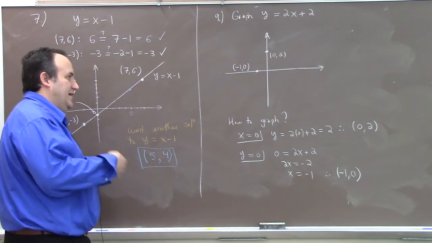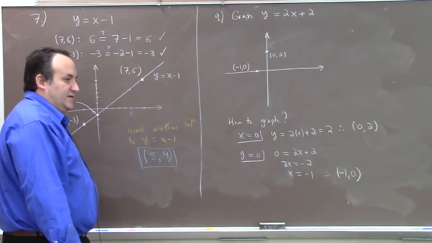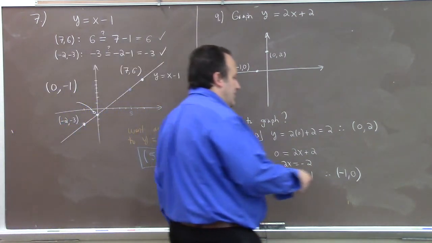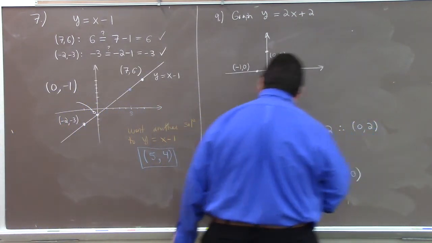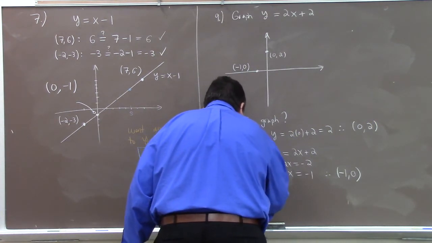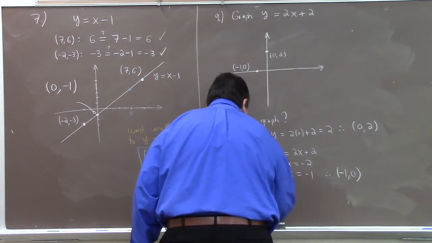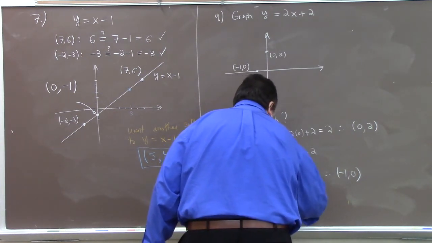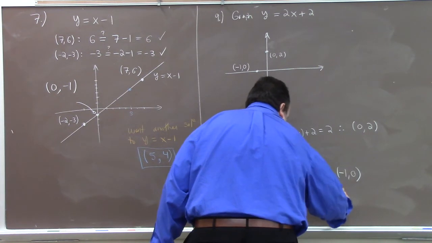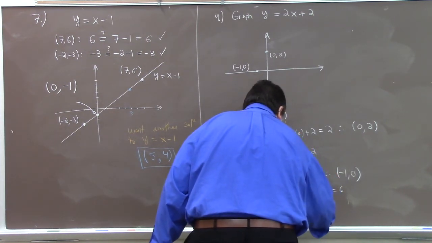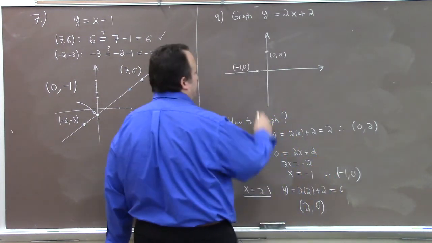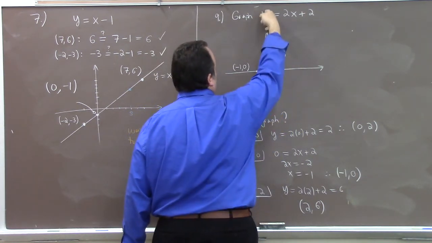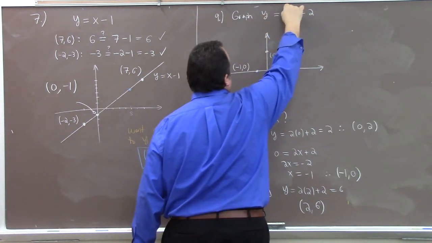Now, picking a y value is kind of a pain, right? Because we had to solve for x. What could we have done alternatively? Alternatively, we could have put x equal to 2, right? X equals 2. That would give us what? Y equals 2 times 2 plus 2, yeah? Which would have been 6. So we could have learned that (2, 6) is on the graph, right? It's kind of like up here.